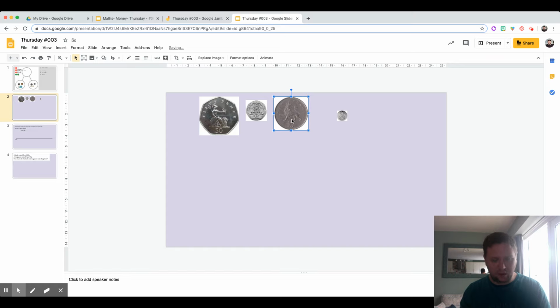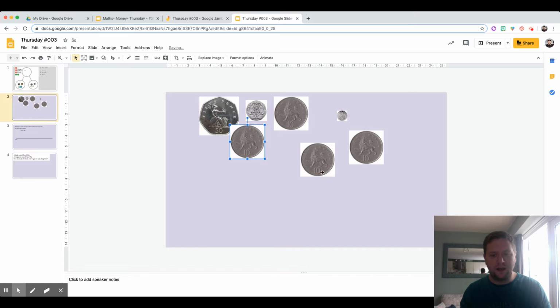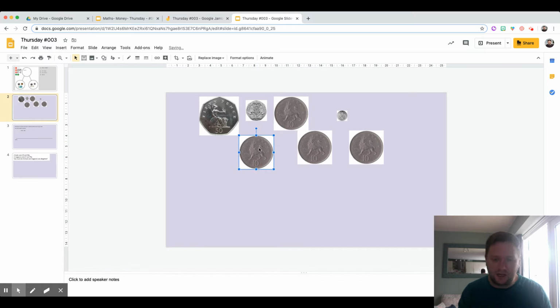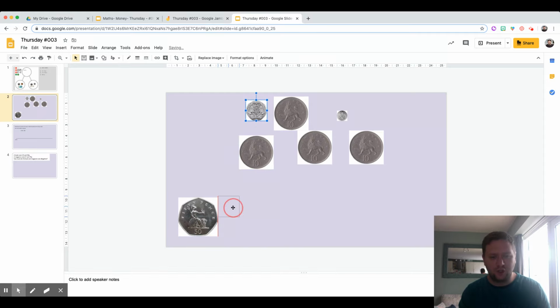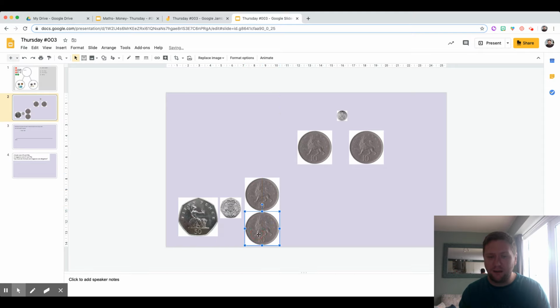It might look like this. I might have all of these coins. So can I find 100 here? I've got 50p, I've got a 20p, I know two 10s make a 20, and then I've got another 10 to make that into 50, and that would be £1.